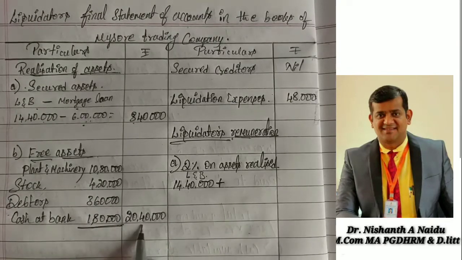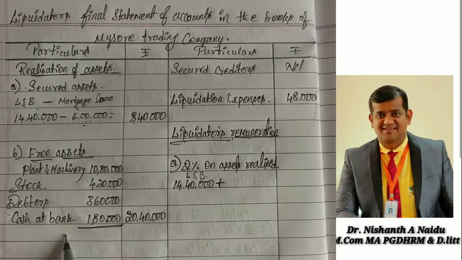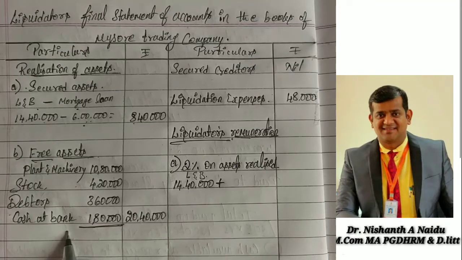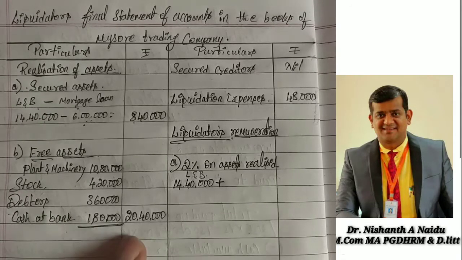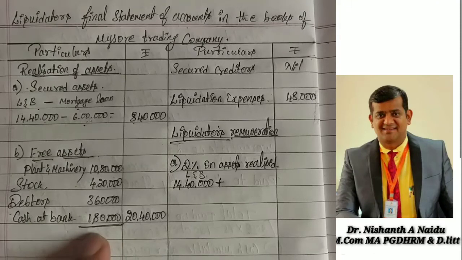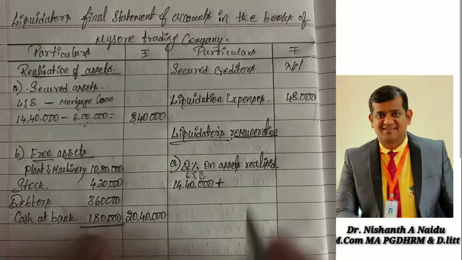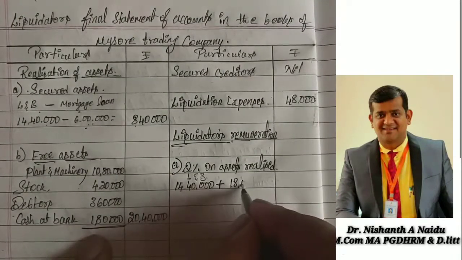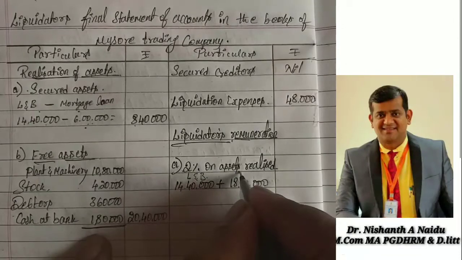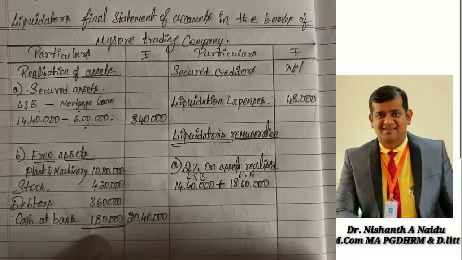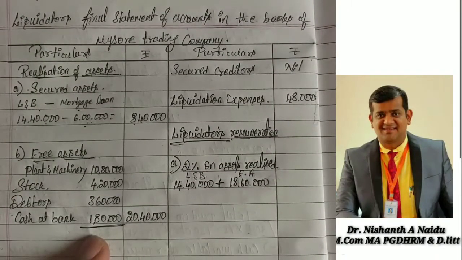So all the assets, how much? 20,40,000, which includes cash at bank. So we have to calculate without cash at bank. Let us calculate 20,40,000 minus cash at bank 1,80,000 rupees. If you deduct, how much will you get? 18,60,000 rupees. So these are the assets other than cash.